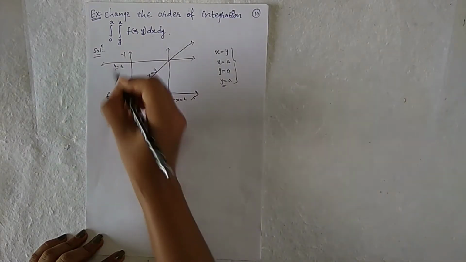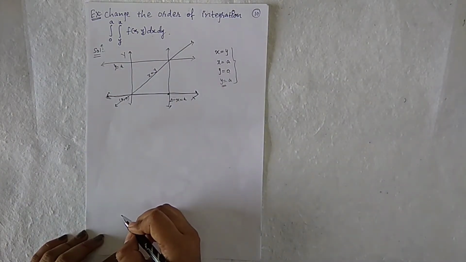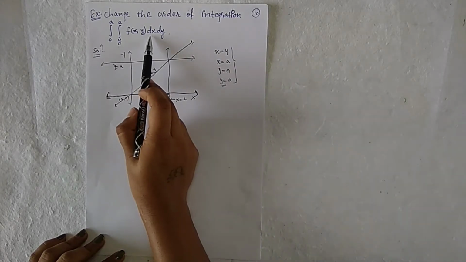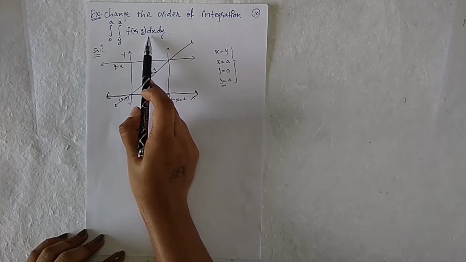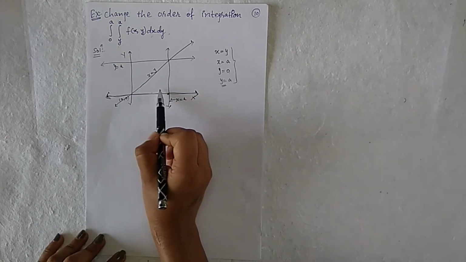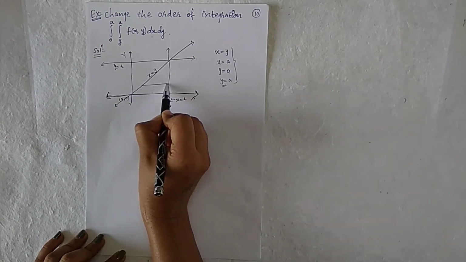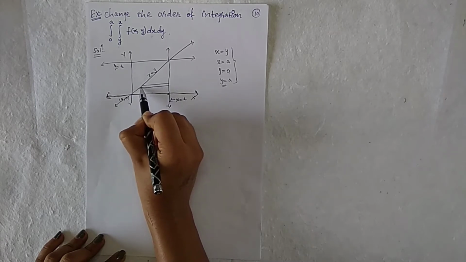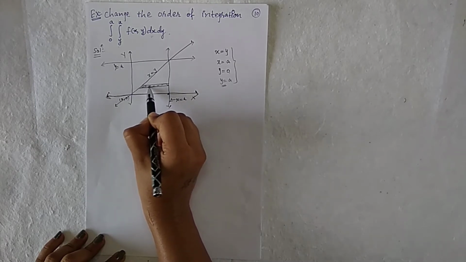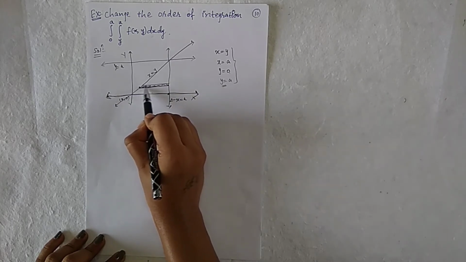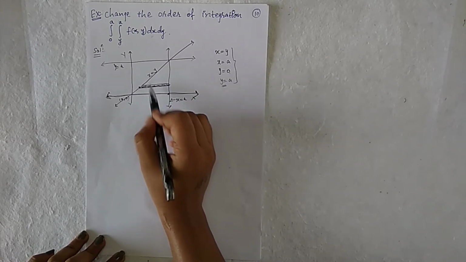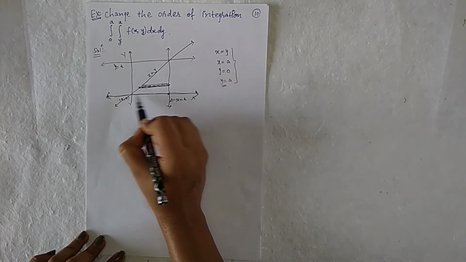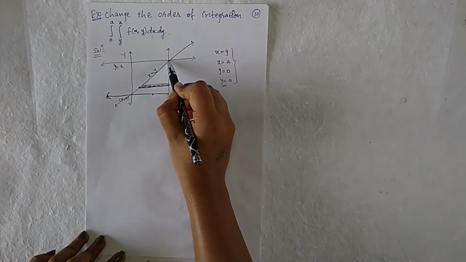Y is equal to a. So here first we are integrating with respect to dx. So in that case we are taking a small strip along the x-axis. So along the x-axis, suppose here to here, this is my small strip. This strip is bounded by x is equal to y to x is equal to a, and in y, this is bounded by 0 to a.